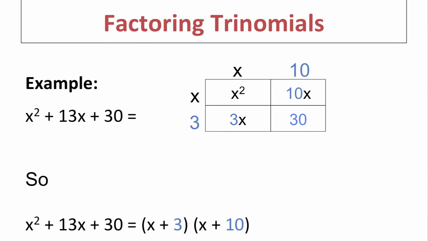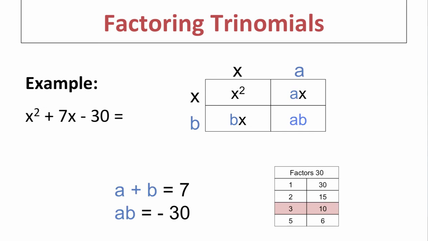If you're not sure that you did that correct, you can throw the values of 3 and 10 back into your FOIL or your box problem, and you can see here visually again x times x is obviously x squared, x times 3 is 3x, x times 10 is 10x, and then 3 times 10 is 30. If you add 3x and 10x, that gives us back the 13x. So this process is very easy to work backwards and forwards with the multiplication process and the factoring process. Let's take a look at a second example here and then we'll close out this video.